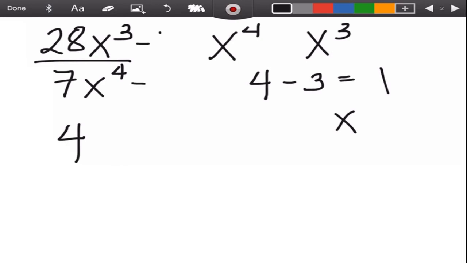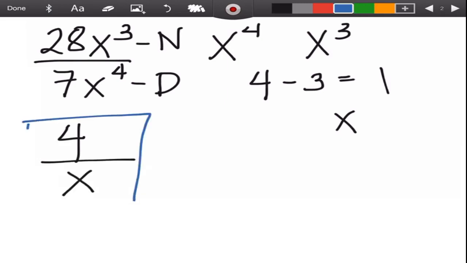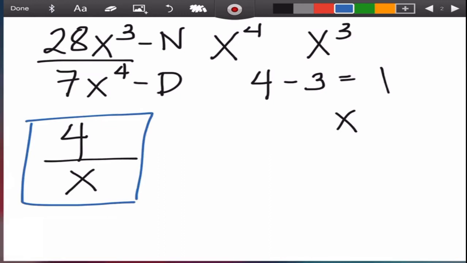And then you decide where to write the variable. So we have the numerator and the denominator. So that you will not have a negative exponent, you write your answer where the higher exponent is. In this case, the higher exponent is in the denominator. So we will write the answer in the denominator. So 4 over x is the simplest form of this example.